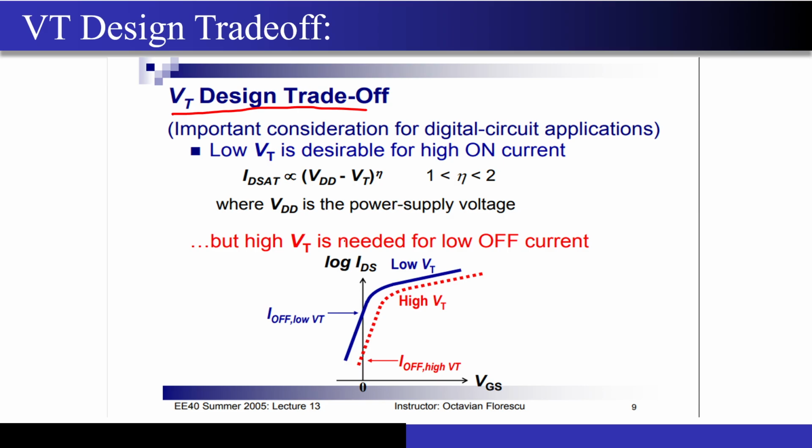Correct? I want VT to be as low as possible from the higher on-current point of view, but from the off-current point of view, I need a very high VT actually. Correct? So there will be an optimum value of VT where you have to settle. And this also varies if you are a digital circuit designer or an analog circuit designer.